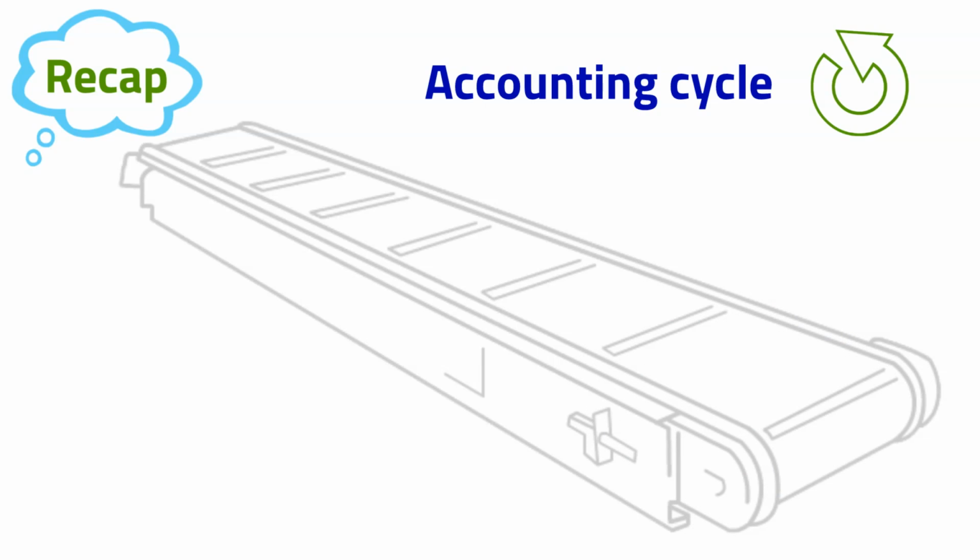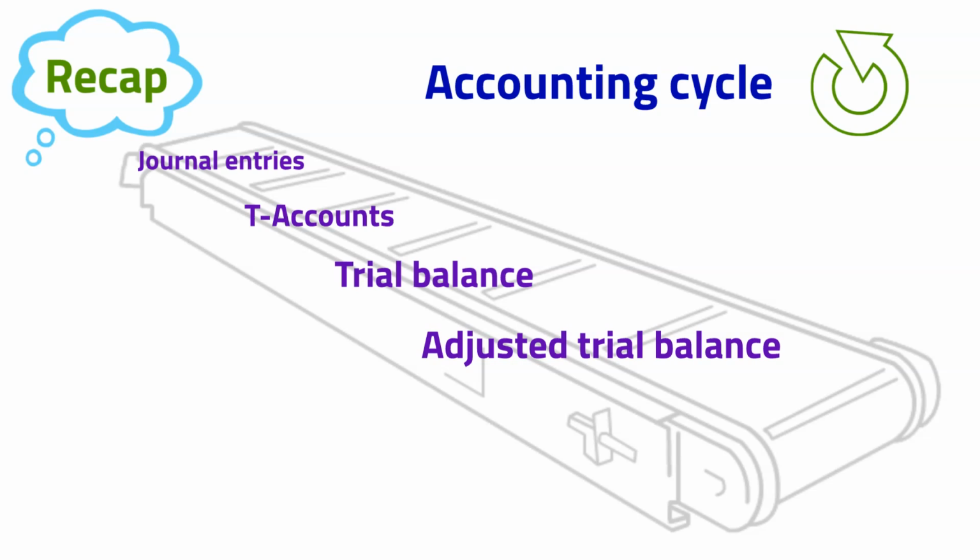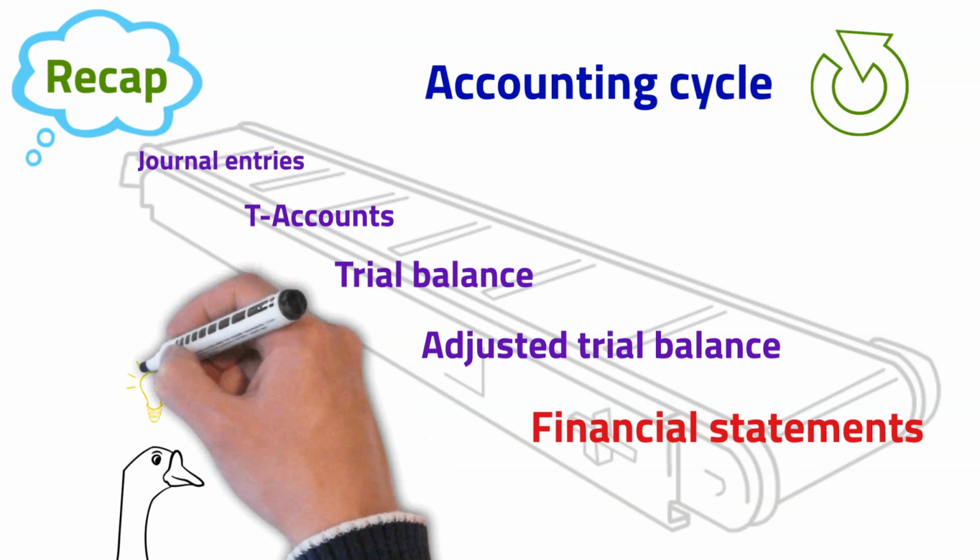Remember the accounting cycle? Journal entries, which become a ledger of T accounts, which in their turn become a trial balance or an adjusted trial balance, with a final destination: financial statements. We are at the last jump.